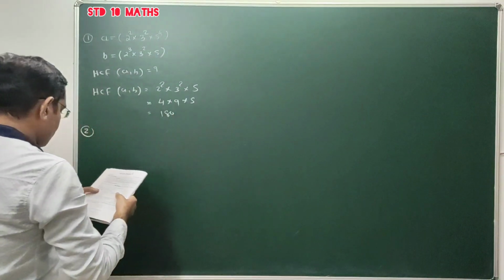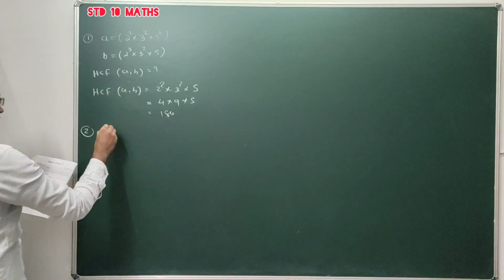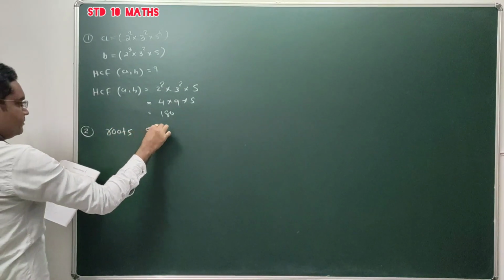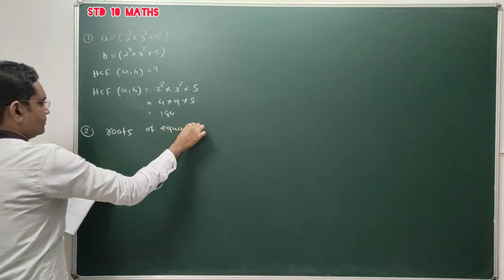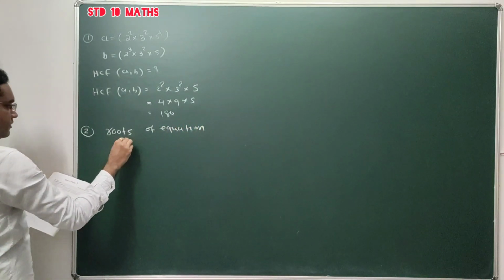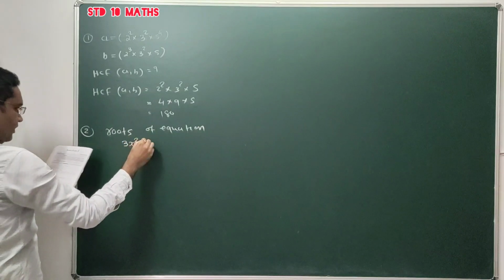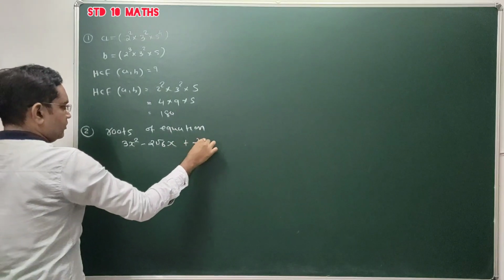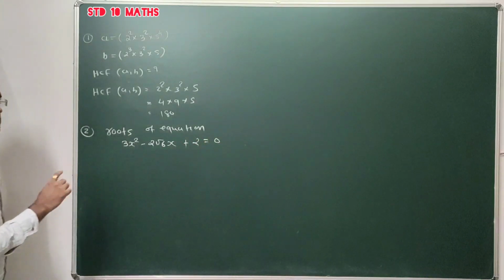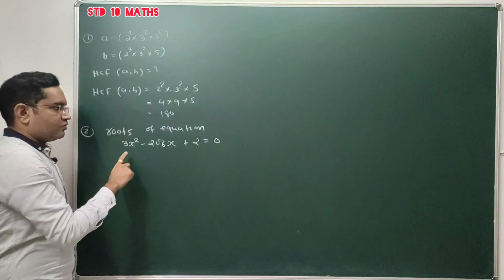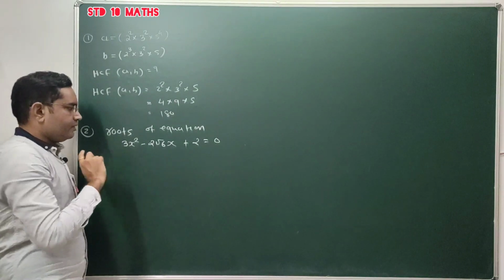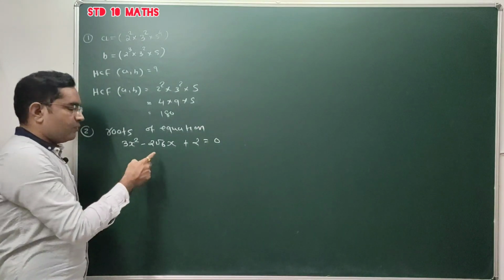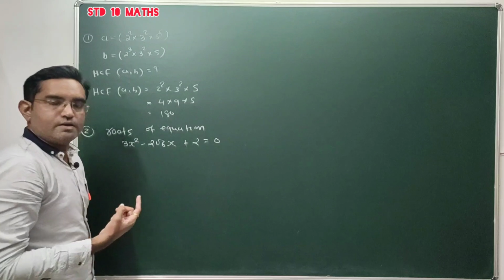So question number 2 is: find the roots of the equation, and the given equation is 3x square minus 2 root 6x plus 2 equal to 0. This is one quadratic equation. We can solve this quadratic equation by using the factorization method, or by using the completing square method, or by using the general formula, see Sridharacharyya's formula.